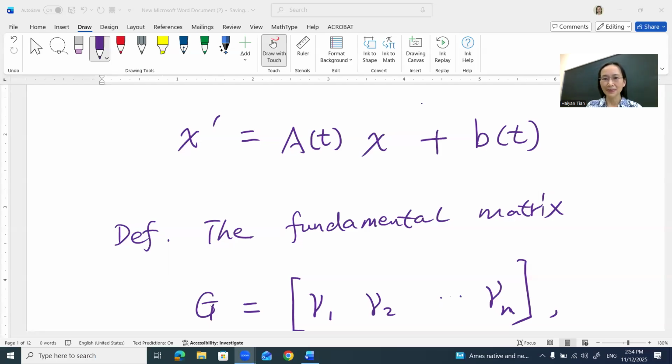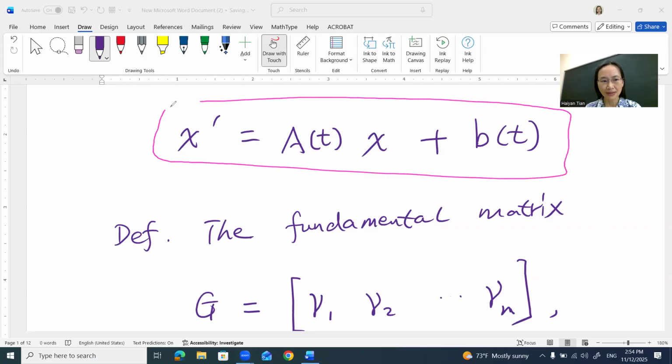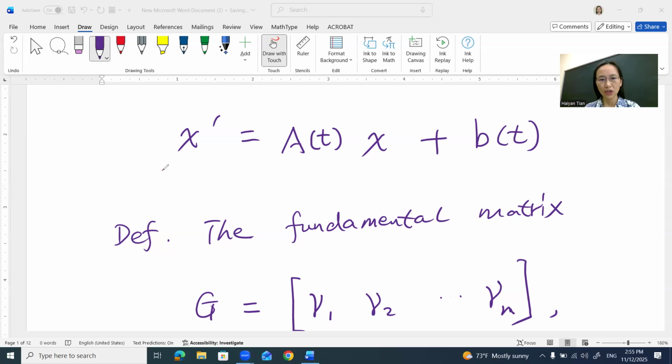For a linear system, you know what a fundamental matrix is. The fundamental matrix, let's do a quick review. It corresponds to a given linear system, and it is determined by the matrix A. And so we look at the homogeneous system.